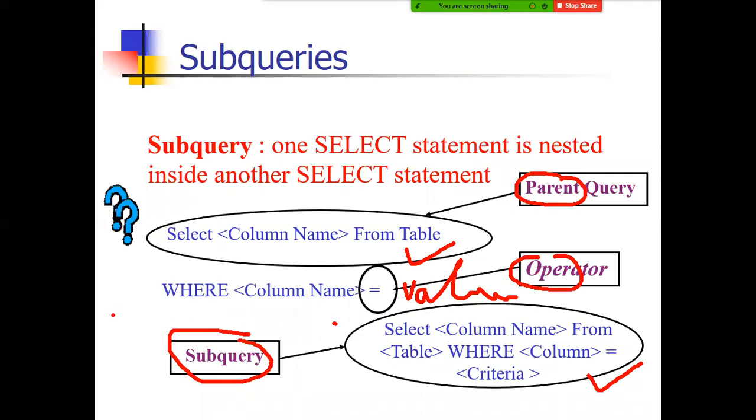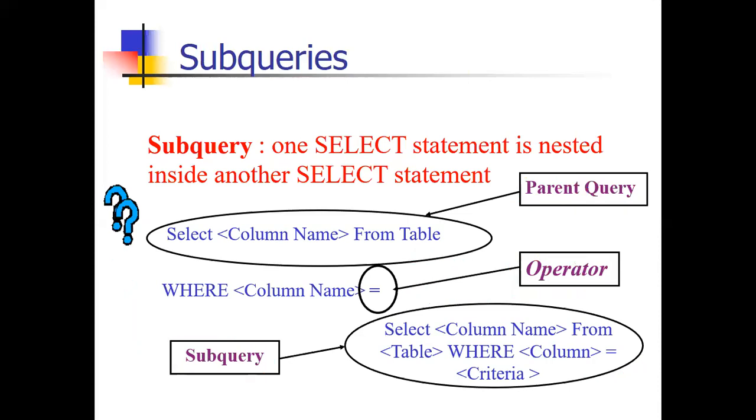The other thing is, generally query execution happens in a top-down approach in normal queries. But in the case of a subquery, it is bottom to top. So first your subquery will be executed, the output will be given to the main query, and based on that, your main query will be executed. This is your single subquery.